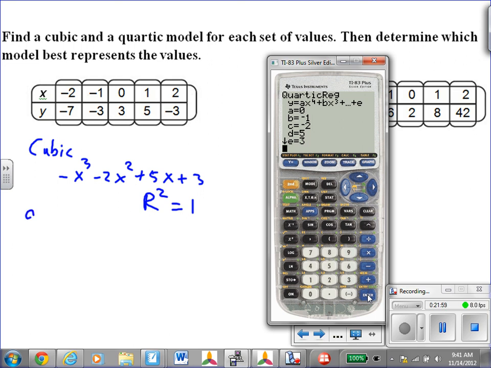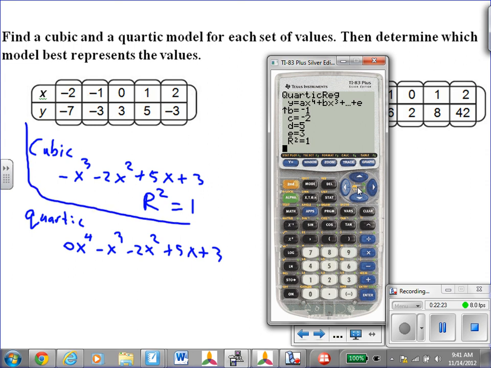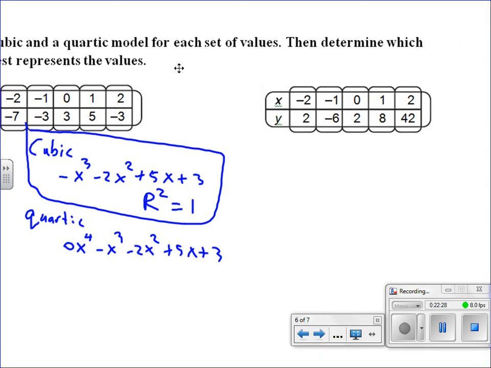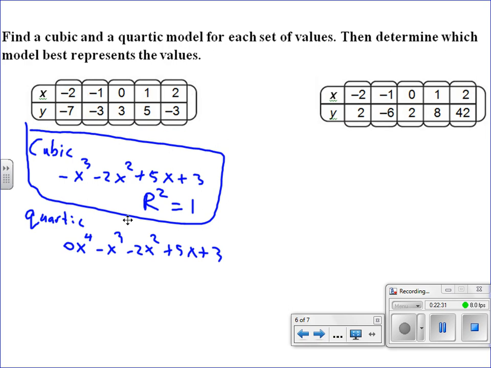So the quartic model is 0x to the 4th minus x cubed minus 2x squared plus 5x plus 3, right? Which, if you look at it, is the same thing as the cubic. So which model best represents the values? The cubic does. You don't need to write down the r squared value. Why? Because in the quartic one, what's 0 times anything? 0. It's gone, so it's not even quartic anymore. There's no 4th power x. So it just ended up being cubic even when we tried the quartic model.